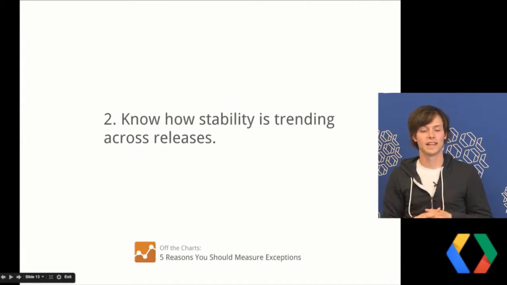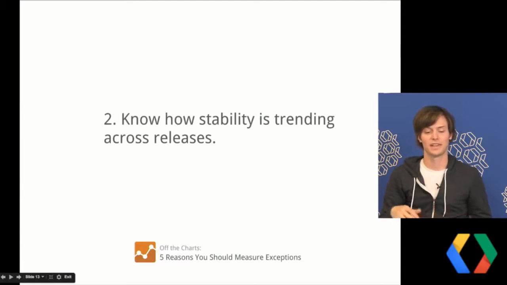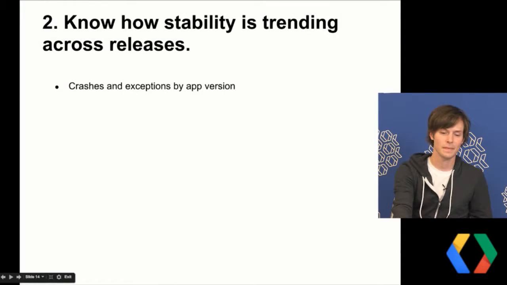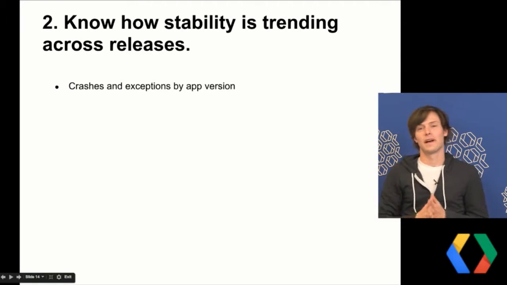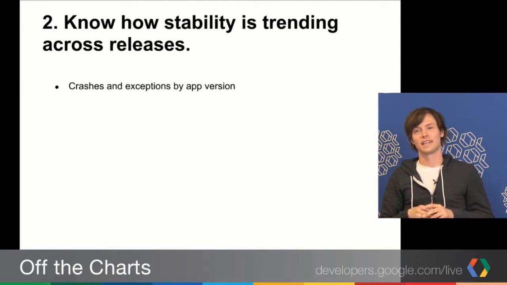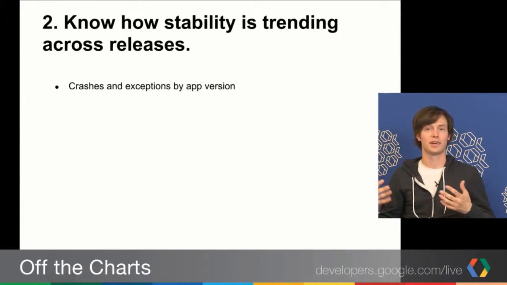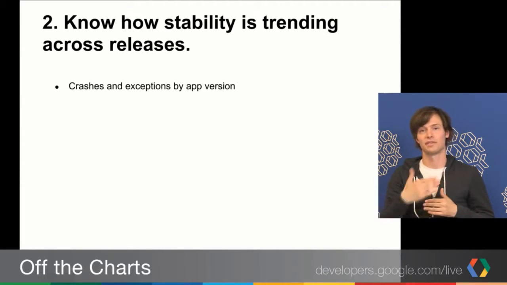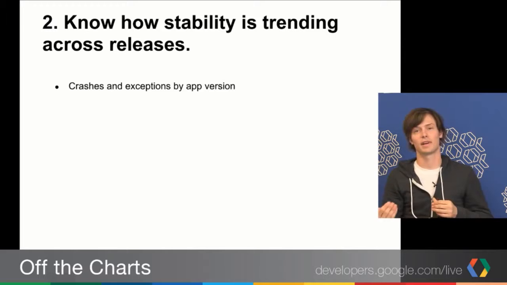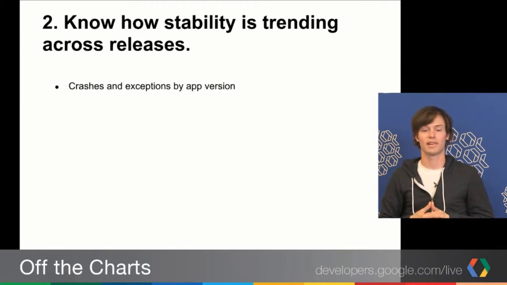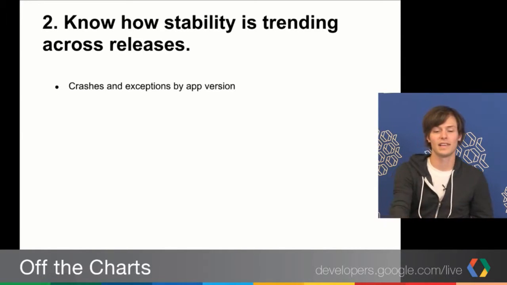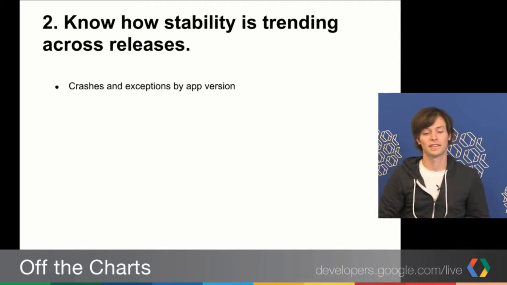So the second reason is that you want to know how stability is trending across your releases. I mentioned it earlier, but basically the idea here is that you want to know if a new release is actually producing a whole bunch more crashes, if it's less stable than a prior release, or vice versa. If you had a bunch of crashes in one release and you put out a bunch of fixes in your next, you want to see that number come down, and it's very useful to be able to track progress against that. So what we want to see in GA is crashes and exceptions by app version.